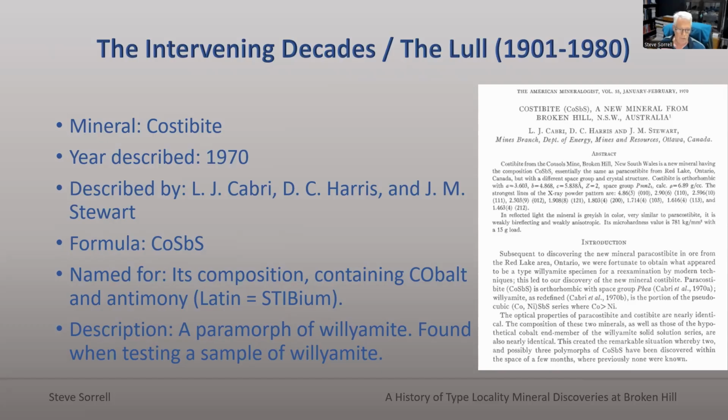They were testing it. They'd found another new mineral. I think it was Canadians that did it. Yeah, Canadians that were doing the analysis, and they found another new mineral, and they wanted to check for that on other specimens. So they got hold of a piece of williamite and tested that, and then found this other mineral was there, which is a paramorph of williamite.